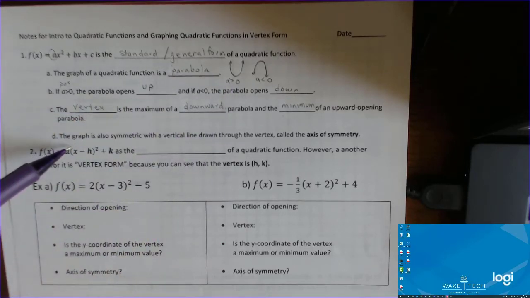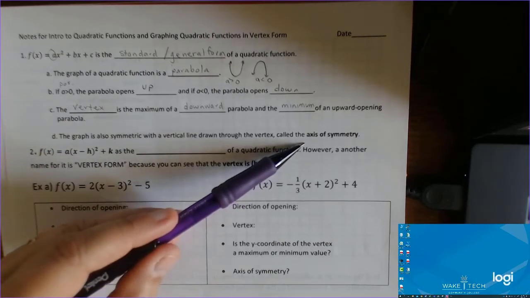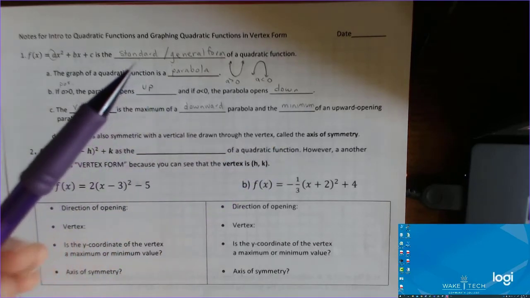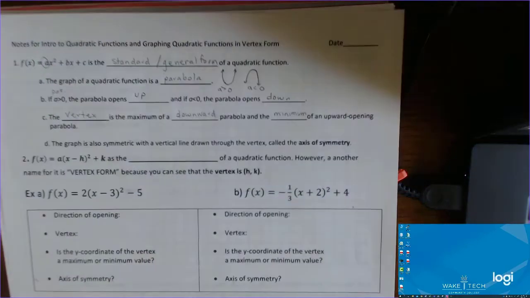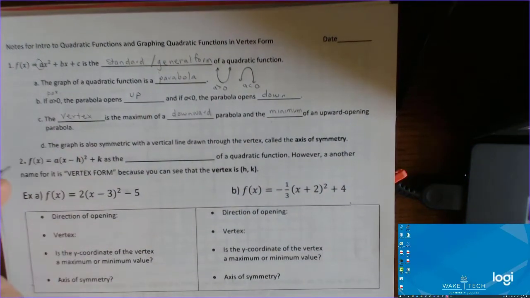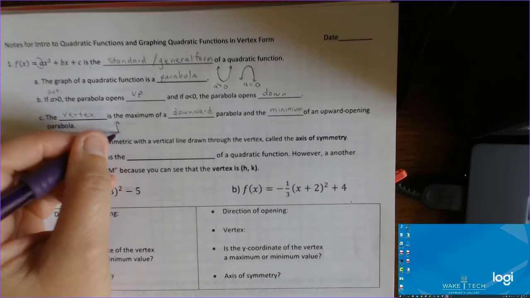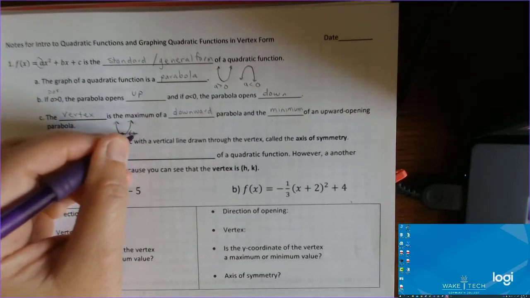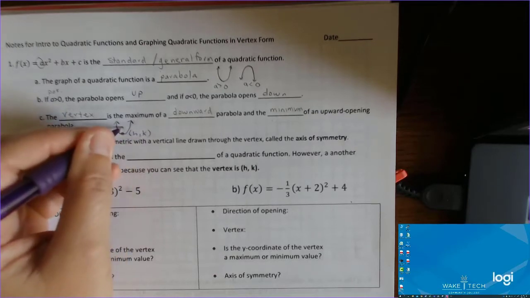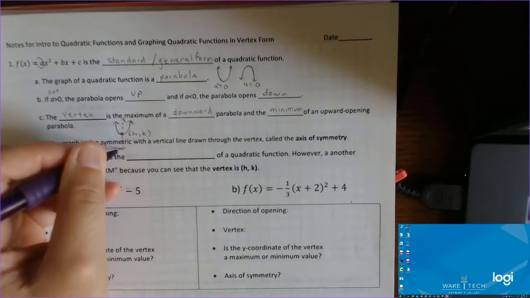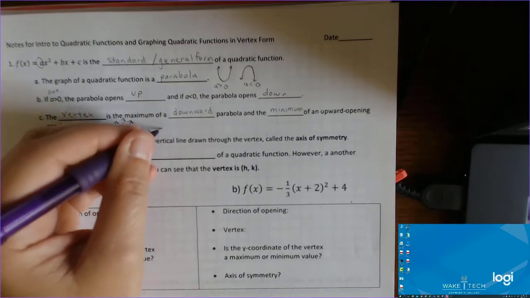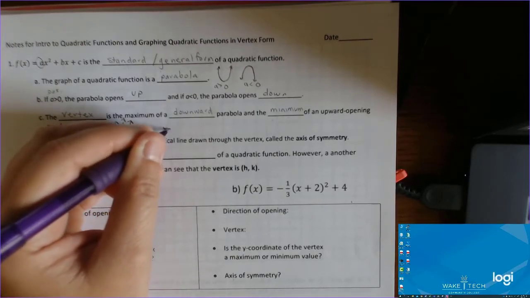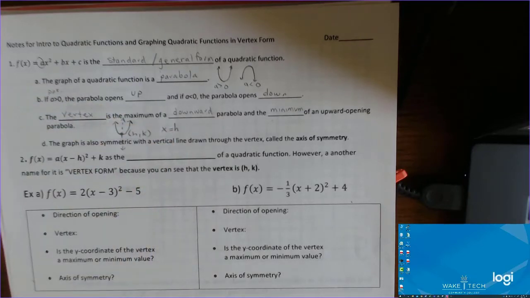The graph is also symmetrical with any vertical line drawn through the vertex called the axis of symmetry. So parabolas are symmetrical, and you can use that to help you get extra points. So if I have a parabola and have a vertex here, we'll call it (h, k), then the axis of symmetry is this line that you can draw right through the vertex that cuts this parabola in half, and it's an equation of a line, so it's always going to be x equals h.